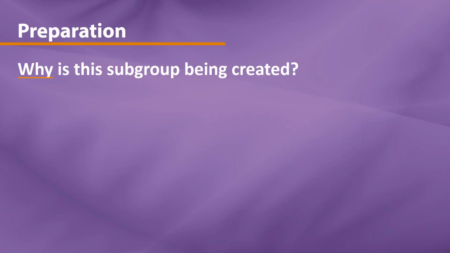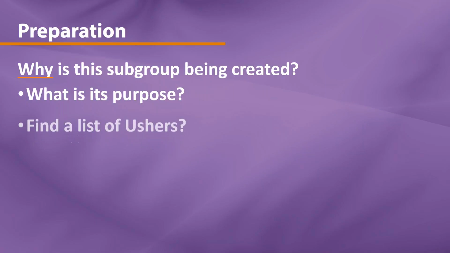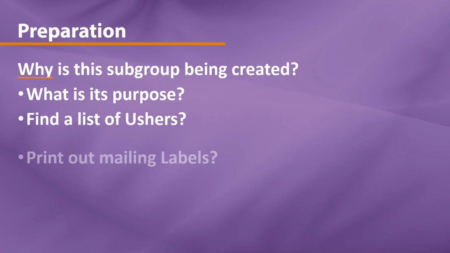Preparation. Why is this subgroup being created? Knowing this information is beneficial to the customer, but it also helps the support team as well. If we find out why it's being created, it might help us better understand how to help you create the subgroup, but also it can help us possibly find a separate alternative that's even better. So what is its purpose? Is this to find a list of ushers? Is it to print out mailing labels? Is it to find non-attenders? There are quite a few possibilities, and depending on the situation, we might just be able to use a report, or we might need to create a combined subgroup.